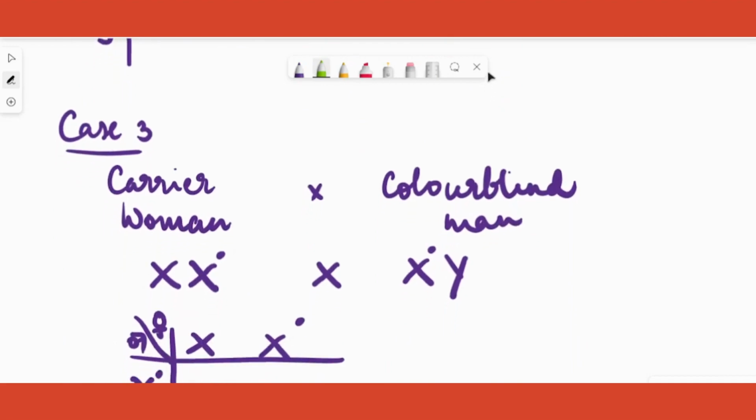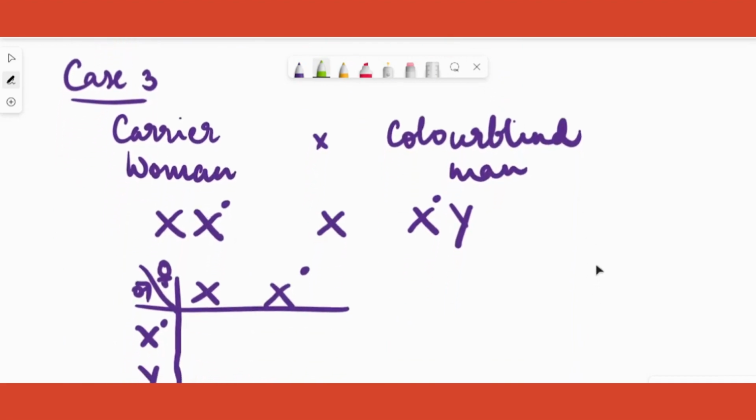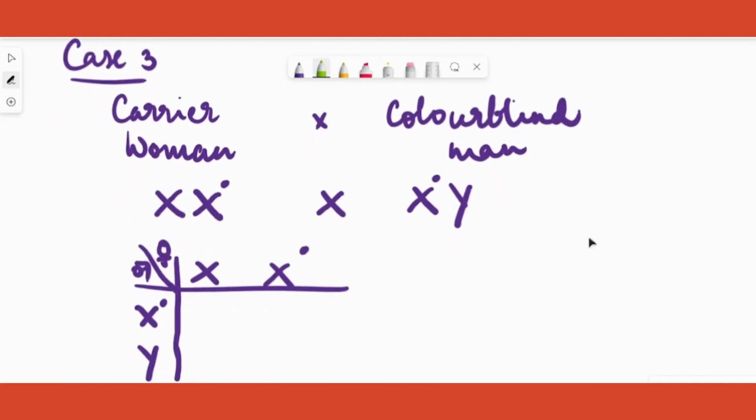There's another case that I have put up for you. Please try to do this as well. Carrier woman. So I have put X and an X dot. Colorblind man. Colorblind man, please don't go and put the dot on the Y. Y has nothing to do with it. Please remember that. So it's only for the X you're putting the dot. Dot indicates the recessive allele.